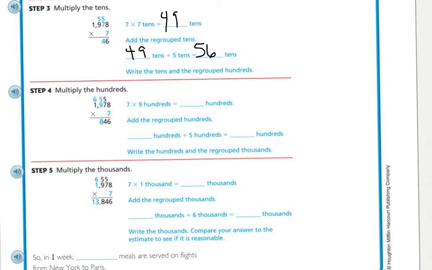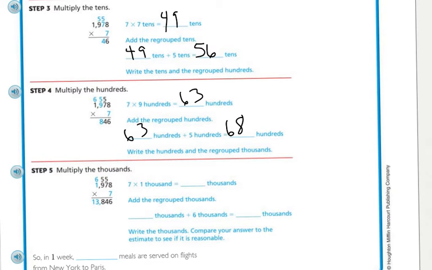Step 4, multiplying the hundreds. 7 times 9 hundreds is 63 hundreds. Add the regrouped hundreds, 63 hundreds, plus the 5 hundreds, and you get 68 hundreds.